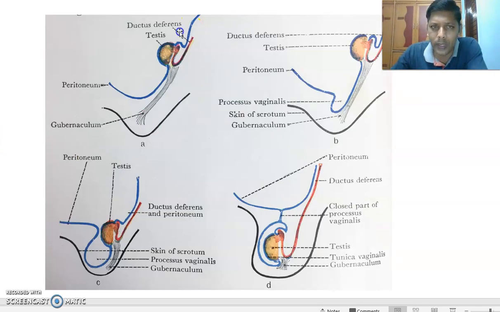You can also see here how the testis is coming down. This is the fibrous cord. You learned the gubernaculum is a fibrous cord, and this is the scrotum, the skin of the scrotum. You learned the ductus deferens, that means vas deferens. Now this testis is coming down. This is the A part. This is the B part.